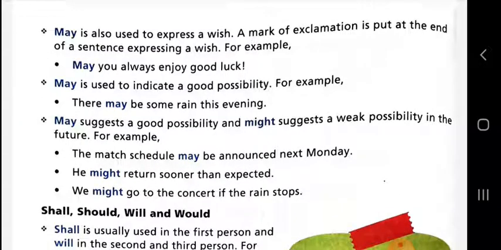Next point, may suggests a good possibility and might suggests a weak possibility in the future. For example, the match schedule may be announced next Monday. He might return sooner than expected. We might go to the concert if the rain stops.